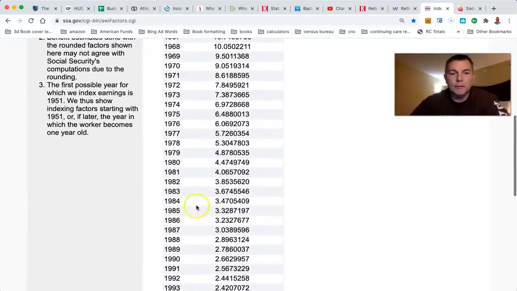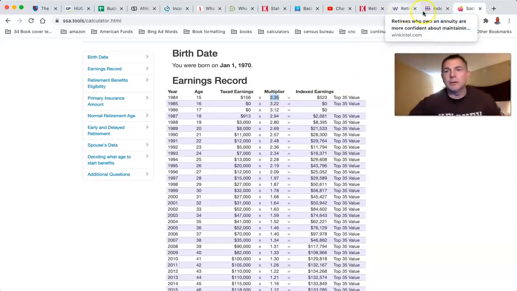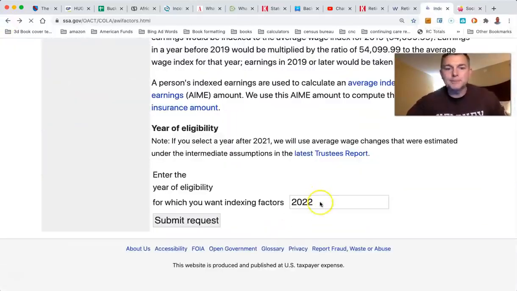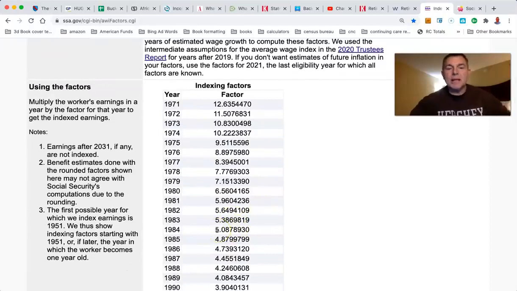So if we go to 1984, the first year I actually have income, my index amount is 3.47. That's not what they're showing, though. They're showing 3.35. Because basically they're literally using your index as if it were your first year of eligibility. Excuse me, right there, 2003. So they're saying my index factor is actually 5.78. Because I was born in 1970, my first year of eligibility is 2032 when I turn 62.